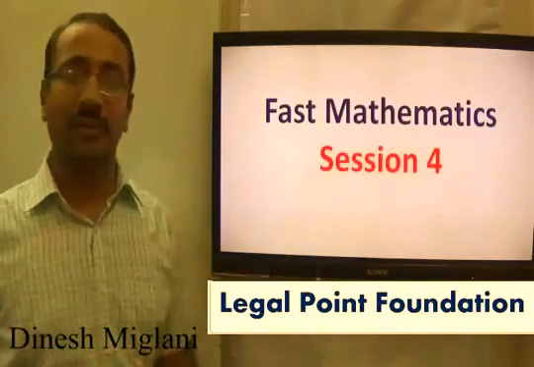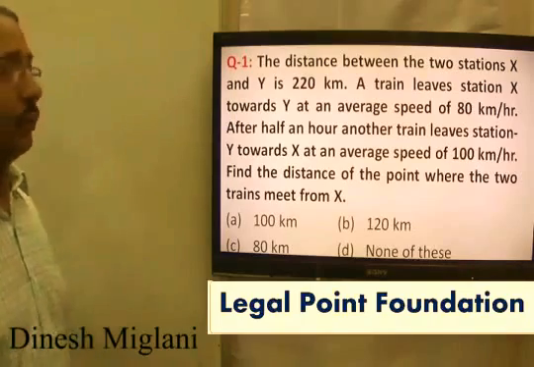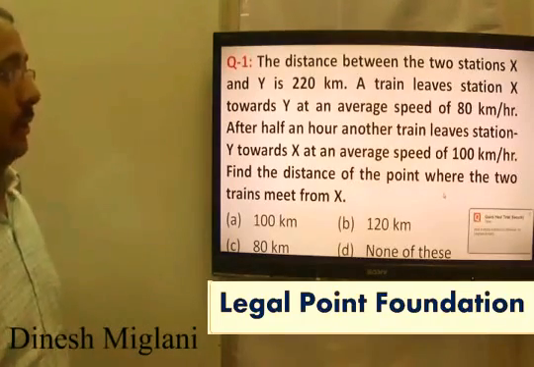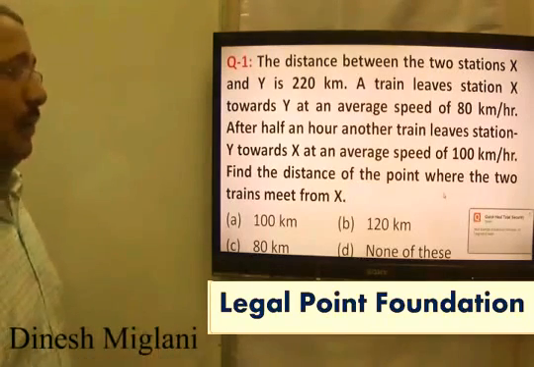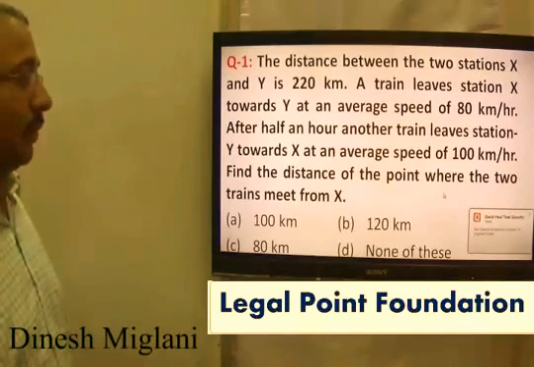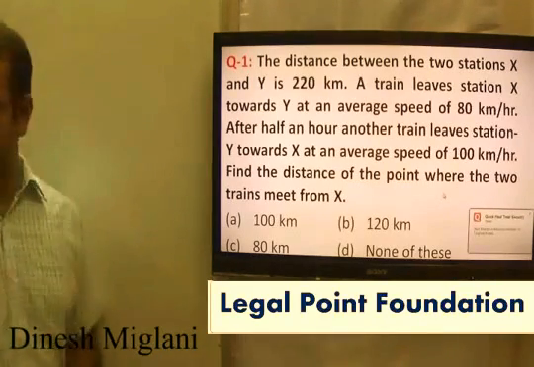Let us start with the first question of this session. It is given that the distance between two stations X and Y is 220 km. A train leaves station X towards Y at an average speed of 80. After half an hour, another train leaves station Y towards X at an average speed of 100. You have to find the distance between the points where the trains meet.